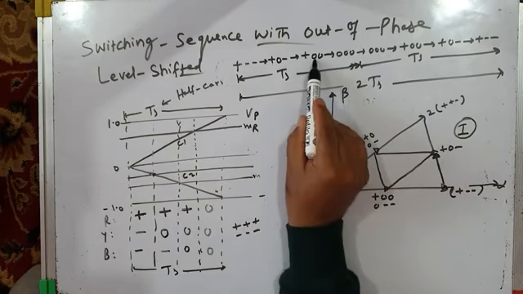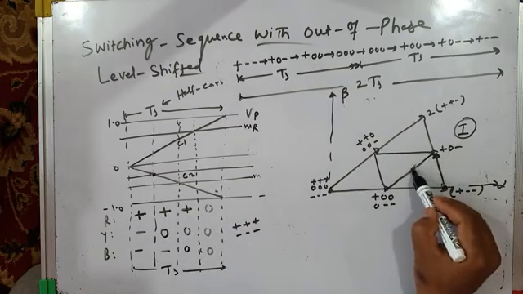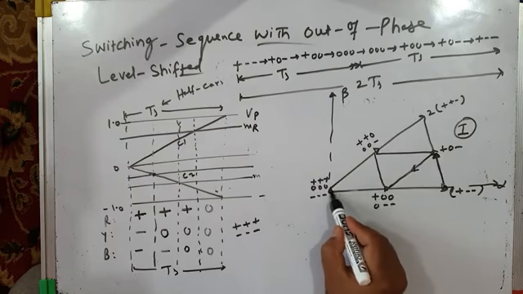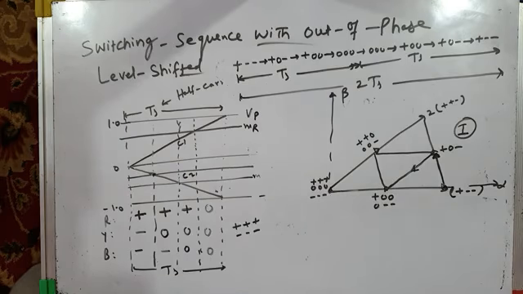Then it will apply plus 0 0. Where is plus 0 0? Yeah, plus 0 0. Then it will apply this. Then it will apply 0 0 0. कहाँ है आपका ये 0 0 0 है, then it will apply 0 0 0.